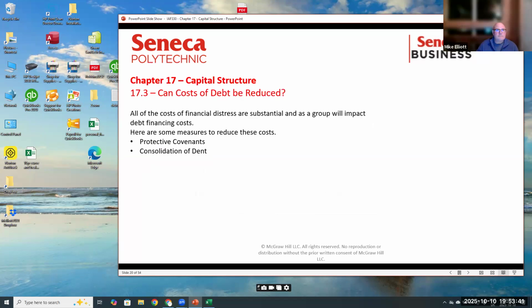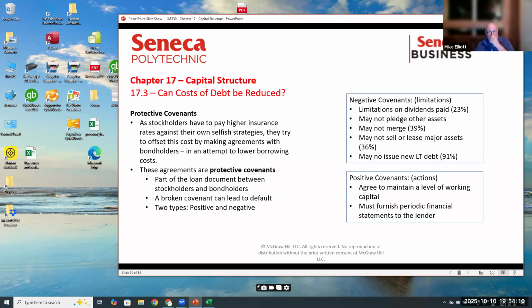So, can costs be reduced? Well, yeah, we can, absolutely. All the costs of financial distress are substantial, and as a group will impact debt financing. Can we mitigate some of these somehow? We can. We can mitigate them in a couple of ways. We have protective covenants and we have consolidation of debt. What are protective covenants?